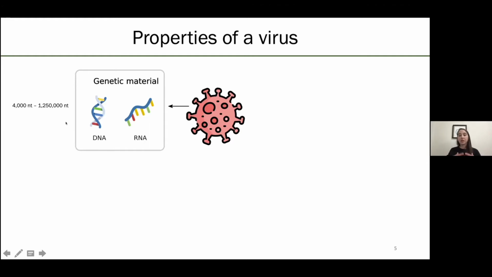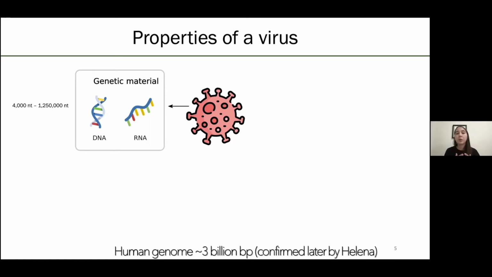And again, to give you some context, the human genome has 3.1 billion bases. So 3,100 million bases, which means that viruses are very, very small. And so they need to really optimize what they code for because they don't have space for much more.